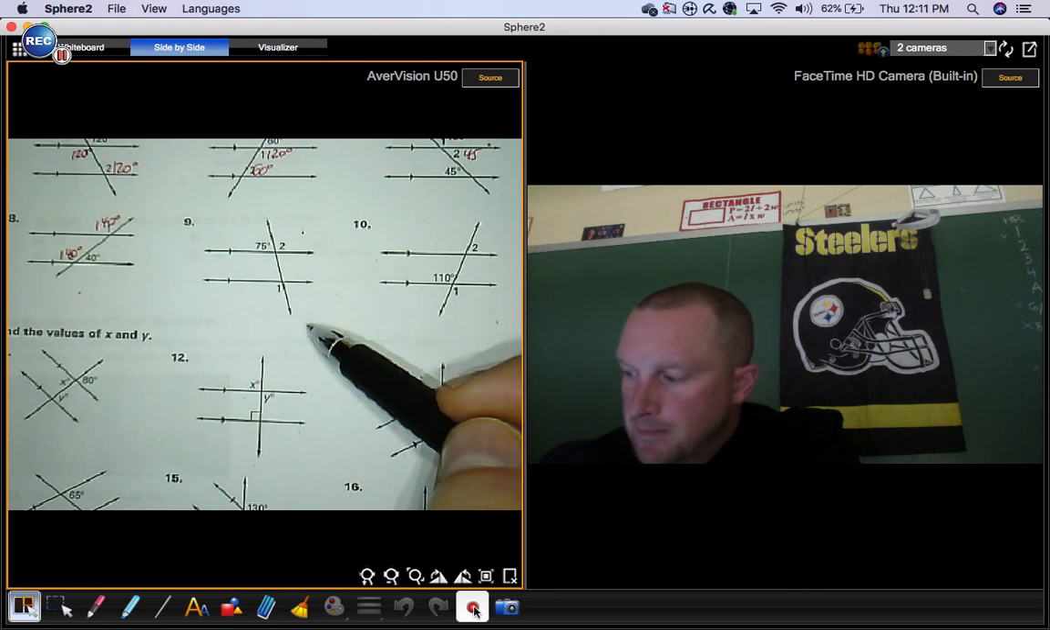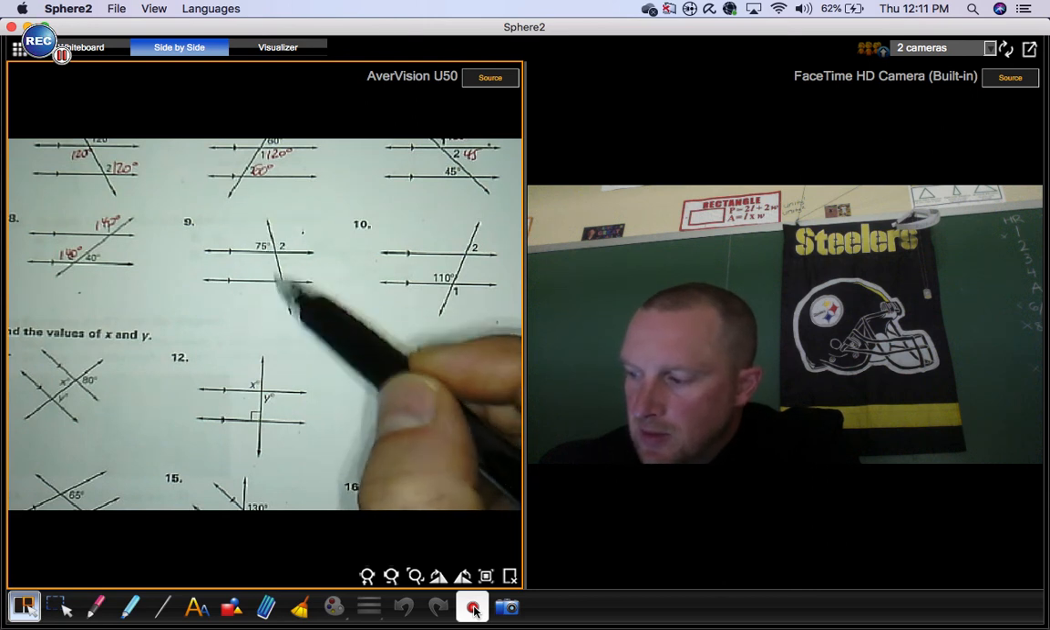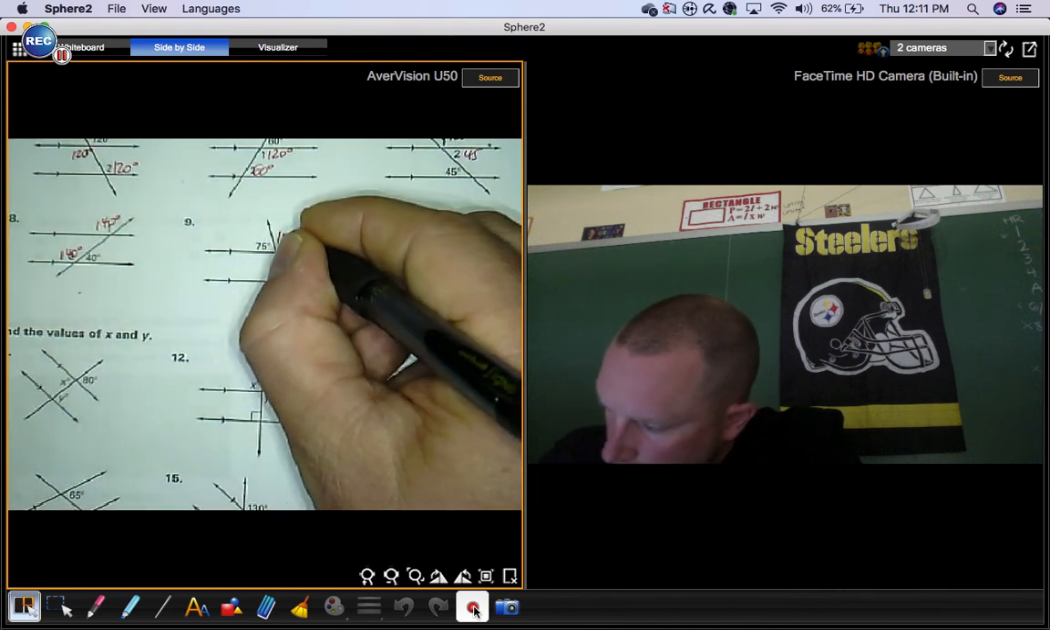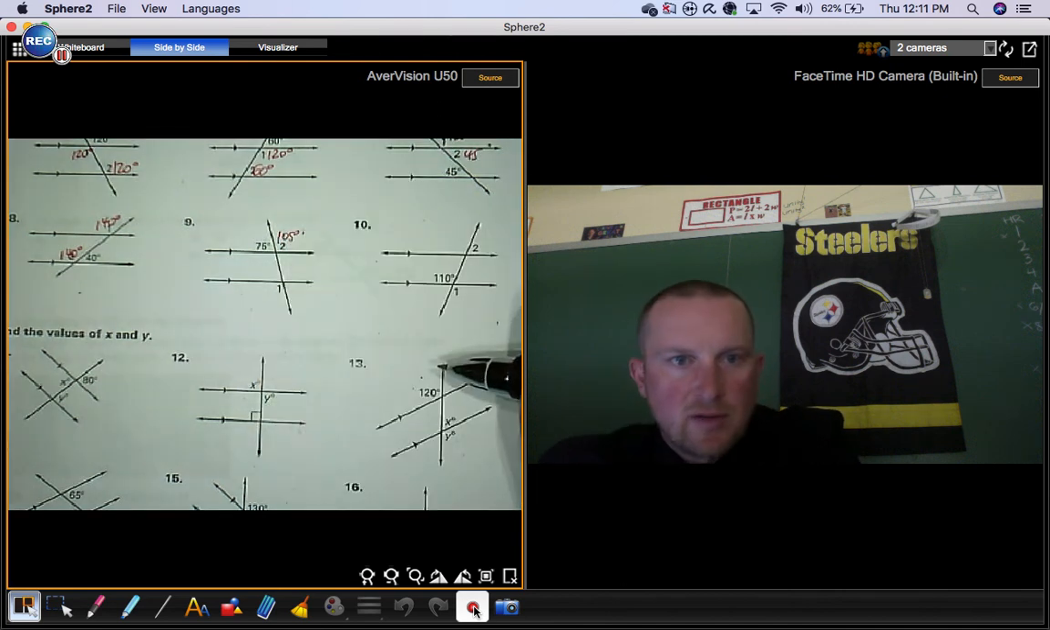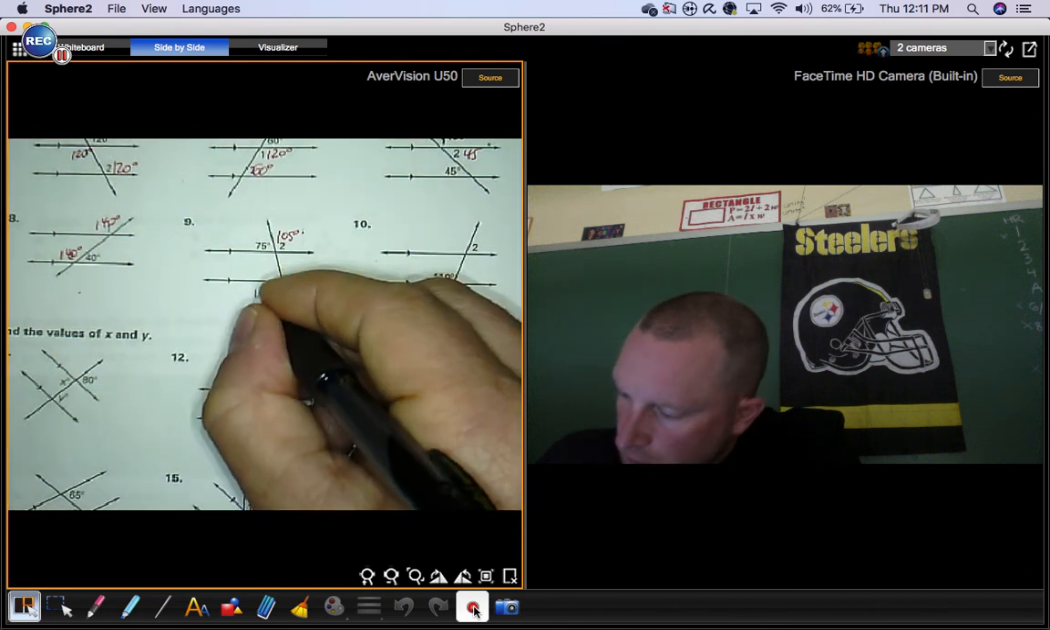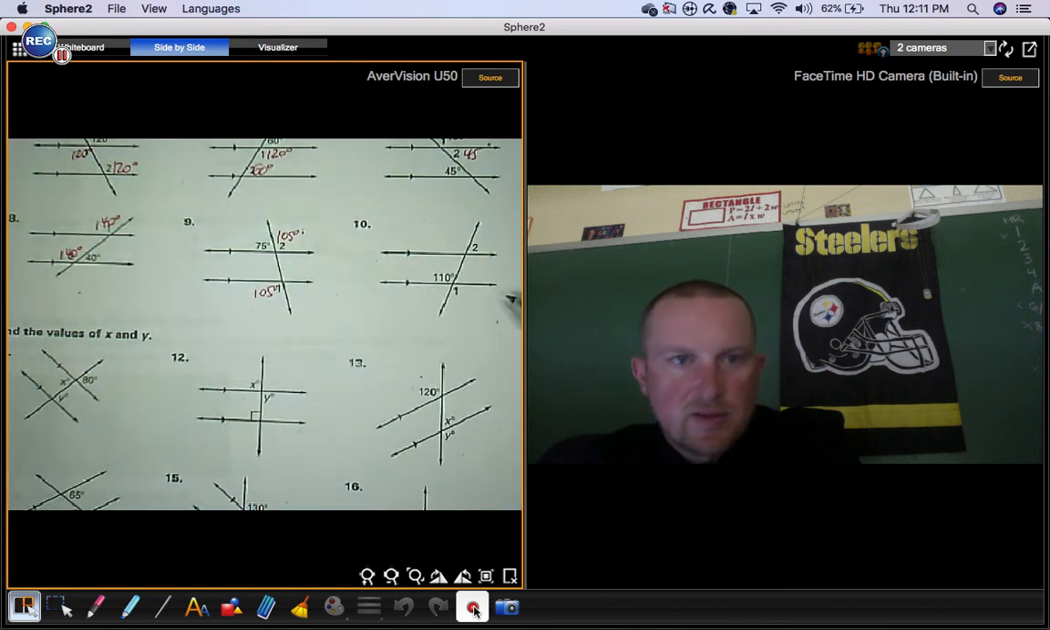Number 9. Same thing here. These angles don't have a relationship, but these ones do. We'll call that 105 degrees. These are alternate exterior. So they're the same. They're congruent.